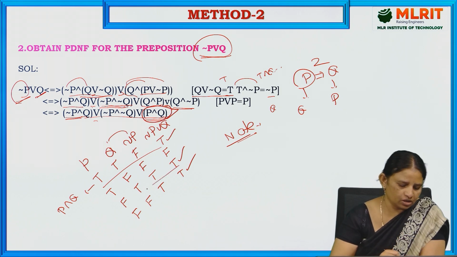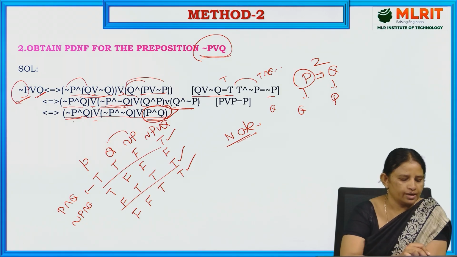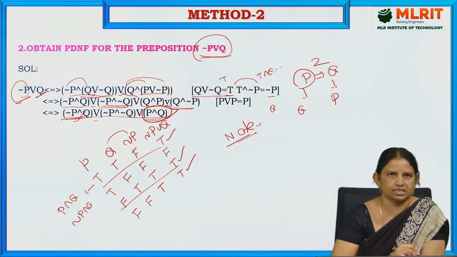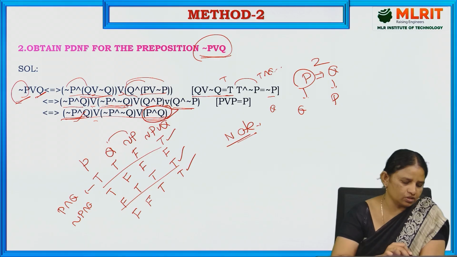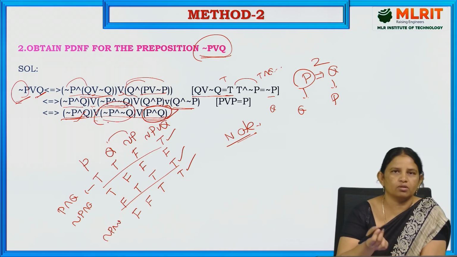Next, for the third one, false, true means negation P or Q. Negation P or Q is also present. That is the second minterm. Third one is false, false: negation P or negation Q is also present. So, our solution is correct.